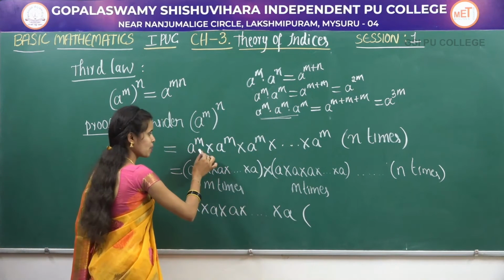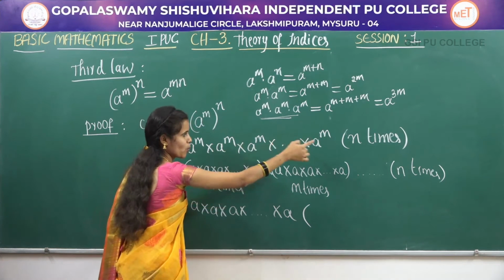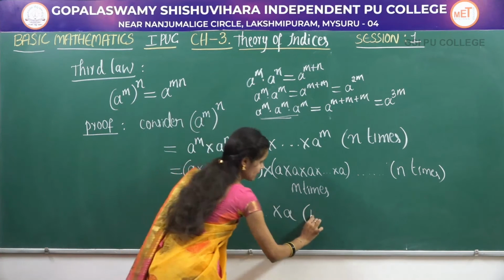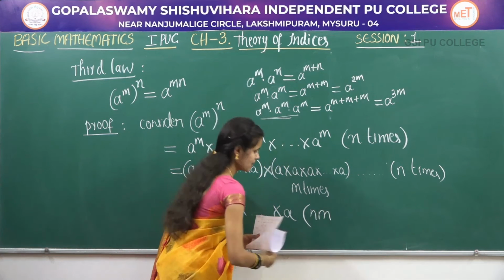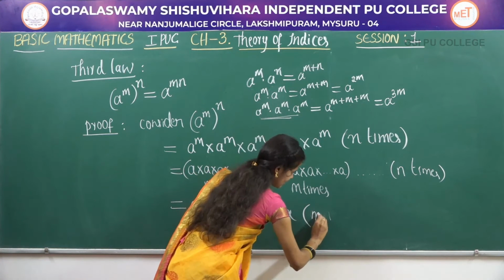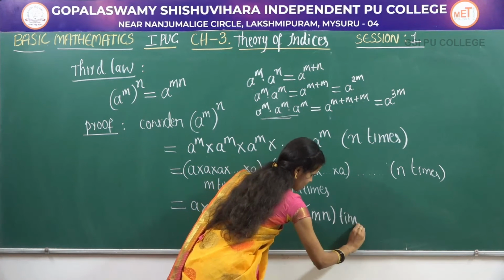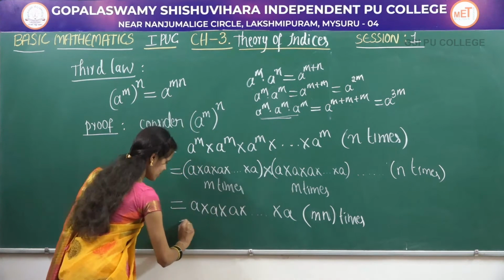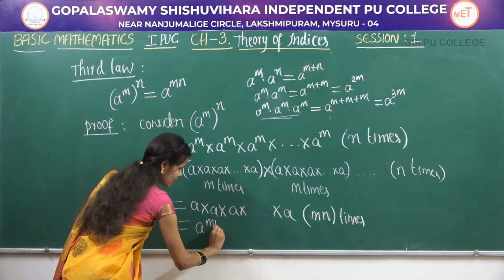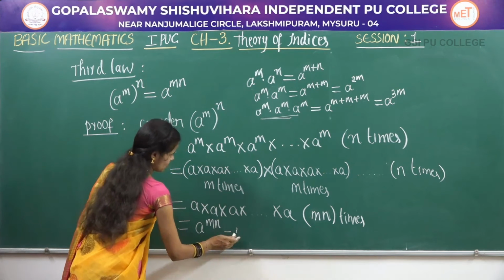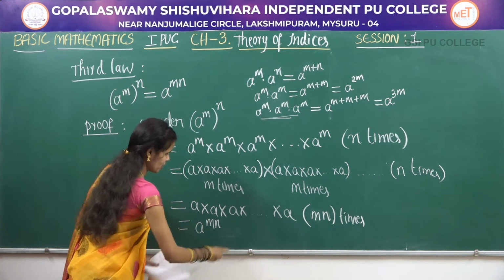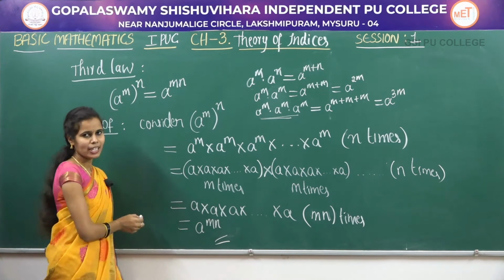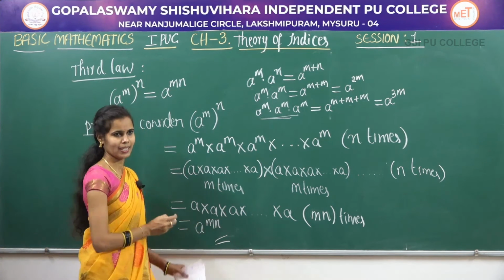Similarly, here we use a to the power of m into a to the power of m, how many times? n times. So n into m times, or this can be written as m into n times. So a into a up to a, how many times? m n times. This can be written as a to the power of m into n. Therefore, a to the power of m whole to the power of n is equal to a to the power of m into n. Okay.